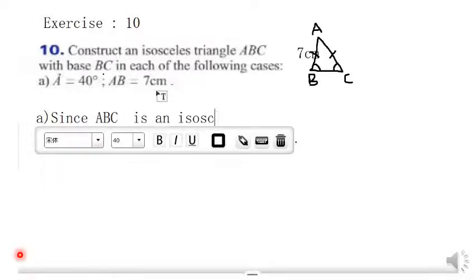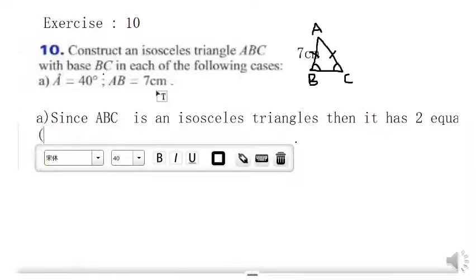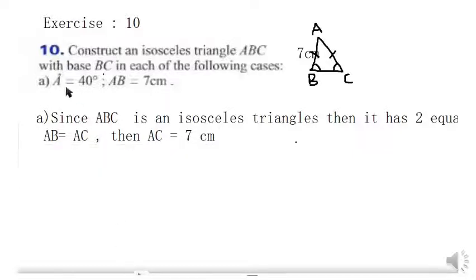Since ABC is an isosceles triangle, we have to write the reason. It has two equal sides. So AB is equal to AC is equal to 7 centimeters. So now I found the missing element, because to draw any triangle we need three elements. A is 40 degrees, AB is 7 centimeters, and AC is 7 centimeters.